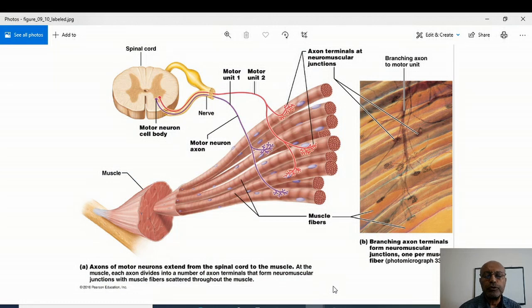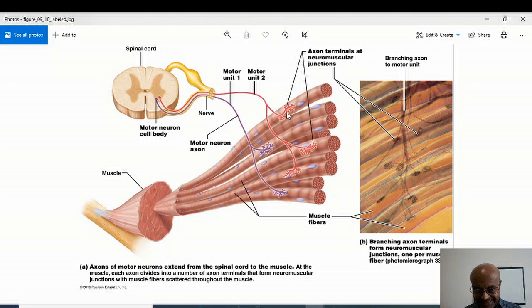In addition to showing the neuromuscular junction, this picture shows us the idea or the concept of motor unit. Do you see here motor unit 1 and motor unit 2? By the way, this picture, as I said, shows the neuromuscular junction, meaning junction or connection between nerve and muscle cell. But in addition to that, it also introduces the idea of motor unit.